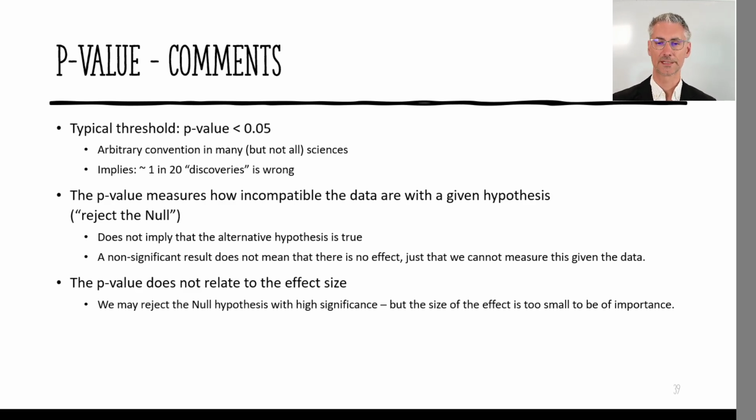And a non-significant result does not mean that the effect is not there, it's just that we cannot, with the given size of the data, measure this. Also, the p-value does not relate to the effect size. We may reject the null hypothesis with high significance, but the size of the effect is far too small to be of importance. So for example, a new drug for heart disease could be very significantly improving patients' outcome, but the improvement is so small that whether you give the drug or not doesn't really make a difference in everyday life. You can measure this in a clinical setting, but for the patients themselves, it may not be enough.